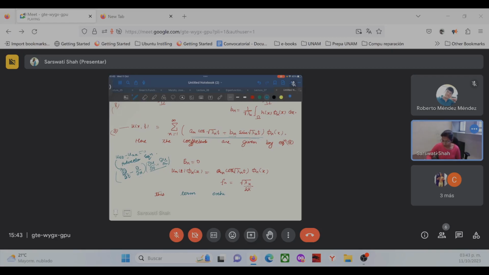So this term exhibits simple harmonic motion with frequency Fn is equal to the square root of lambda n over 2 pi.